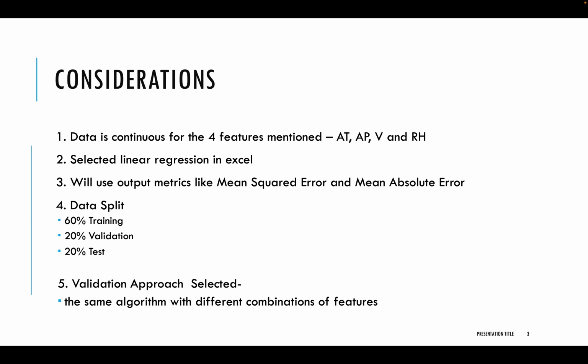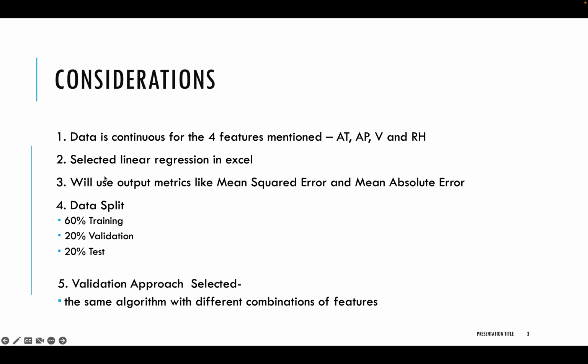right? So the first question is what type of machine learning approach is needed here. I looked at the data for all these features, and these are continuous data: temperature, pressure, humidity, and vacuum. Based on that, I am selecting linear regression, and I'll be using Excel. We could also use random forest here, but since I'm limited to Excel, I'll use the linear regression model.